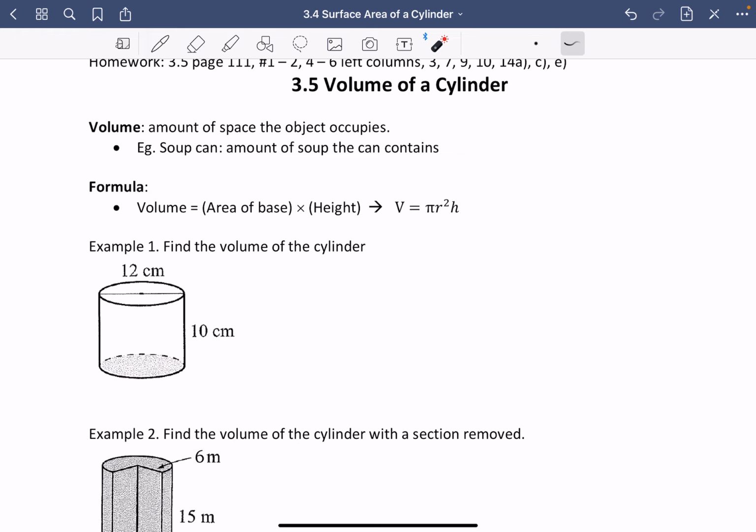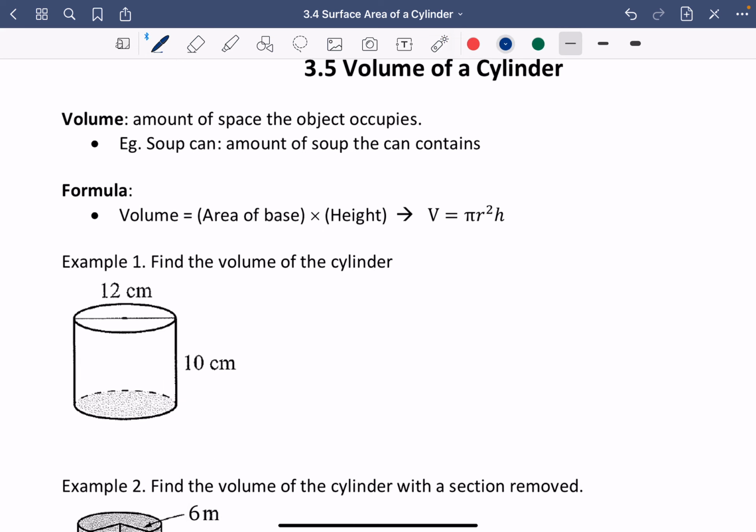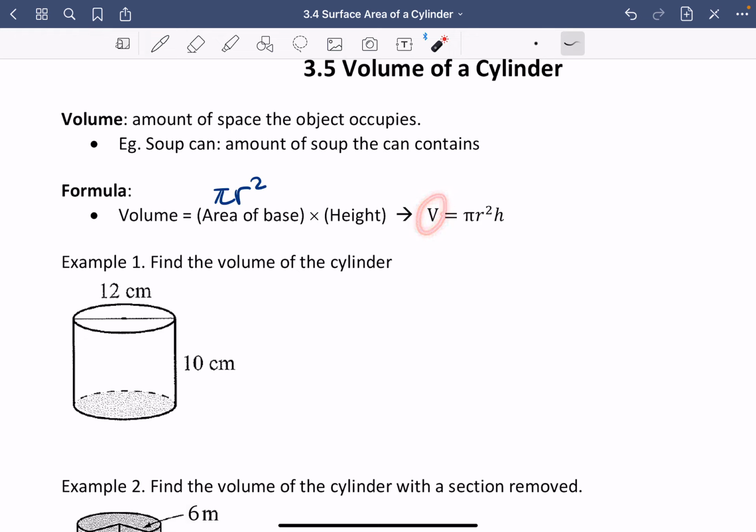So the cylinder is actually circles with the same shape stacked up, right? So if you stack a bunch of circles of the same shape up, then it will become a cylinder. So area of the base is basically area of a circle times by height. And remember, area of a circle is equal to pi r squared. That's why the volume of a cylinder is equal to pi r squared times height.